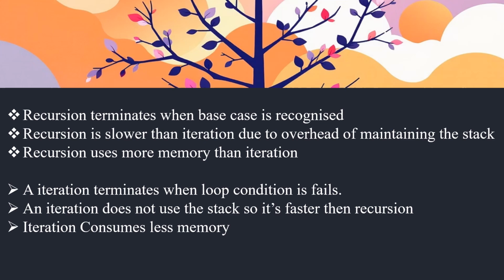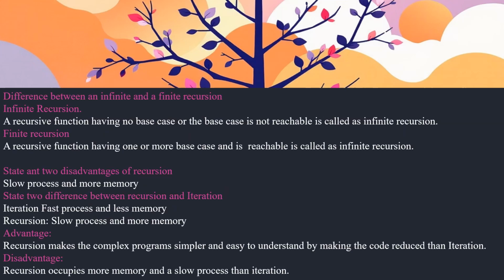Iteration consumes less memory. So we have different types of recursion: infinite recursion and finite recursion. What is infinite recursion? Whenever we miss the base case, it becomes infinite recursion. Finite recursion means whenever a recursive function has one or more base cases and we reach that base case, it is called finite recursion.